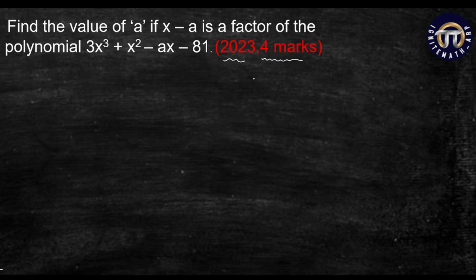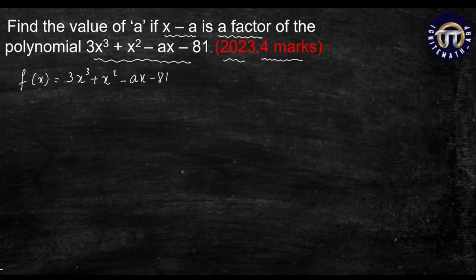All right. Find the value of a if x minus a is a factor of the polynomial. So they have given you the polynomial over here. So the given polynomial is f of x is equal to 3x cube plus x square minus ax minus 81. This is nothing but the polynomial what they have given. This is nothing but our dividend, I can say. Find the value of a if x minus a is a factor. They have only mentioned it is a factor. I'm not going to check whether it is a factor or not.